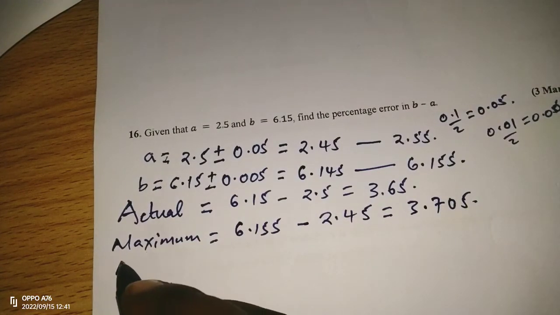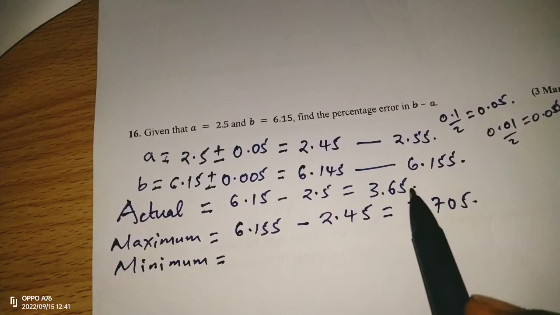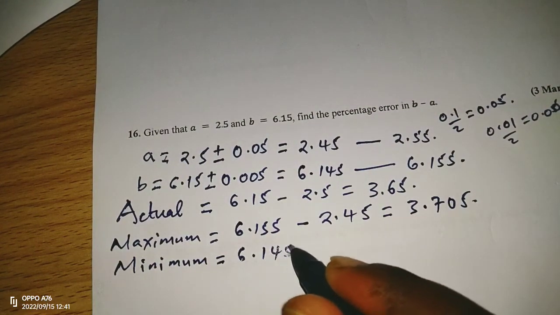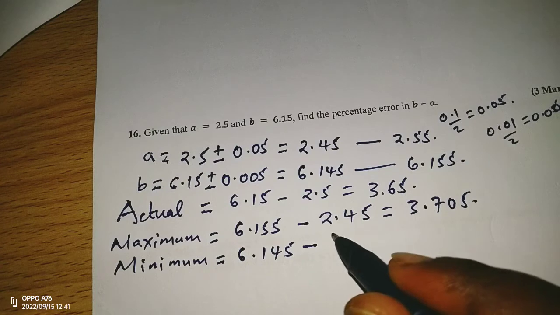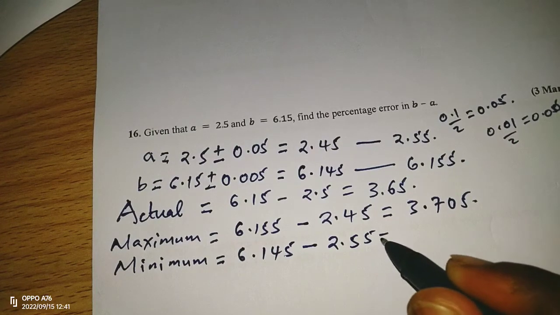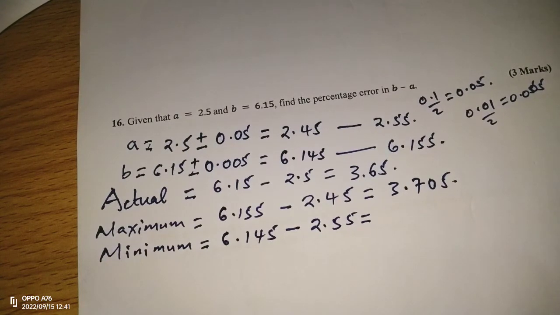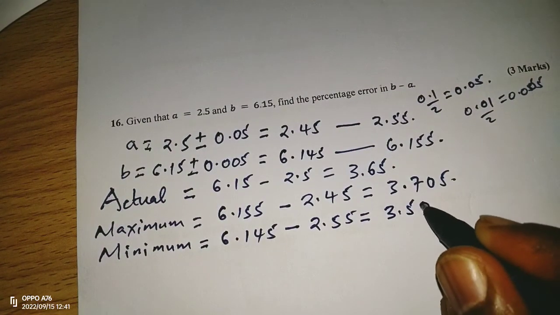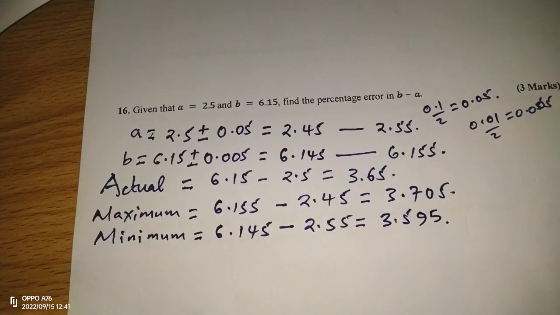Then we still have the minimum difference between the two values. We will get now the least value in B, 6.145, and we subtract the greatest value in A, which is 2.55. This will give us the minimum difference between the two figures. So 6.145, we subtract 2.55. This is taking us to 3.595. So we have now maximum, minimum, and actual difference, which means now we can get to the calculation of different types of errors.